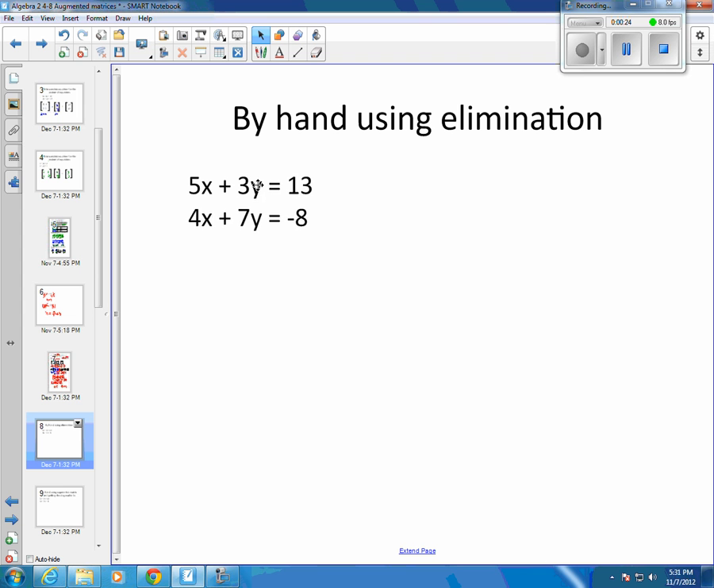Sounds confusing at first, but once you get good at this, this is actually my preferred method by hand to deal with matrices to solve systems of equations. So let's solve this system of equations. I'm going to want to use elimination, and so I'm going to get rid of my x's first, and then I'm going to get rid of my y's.